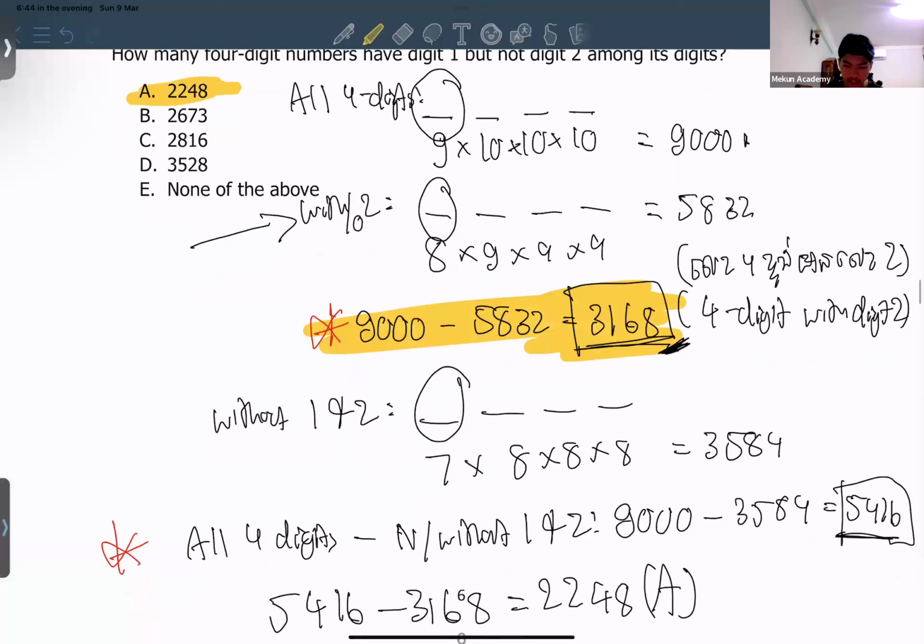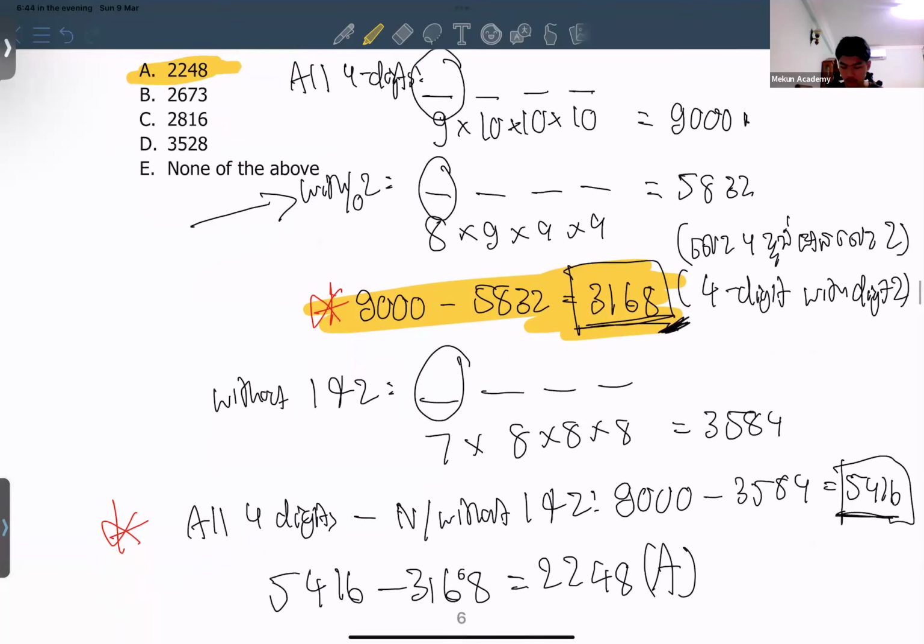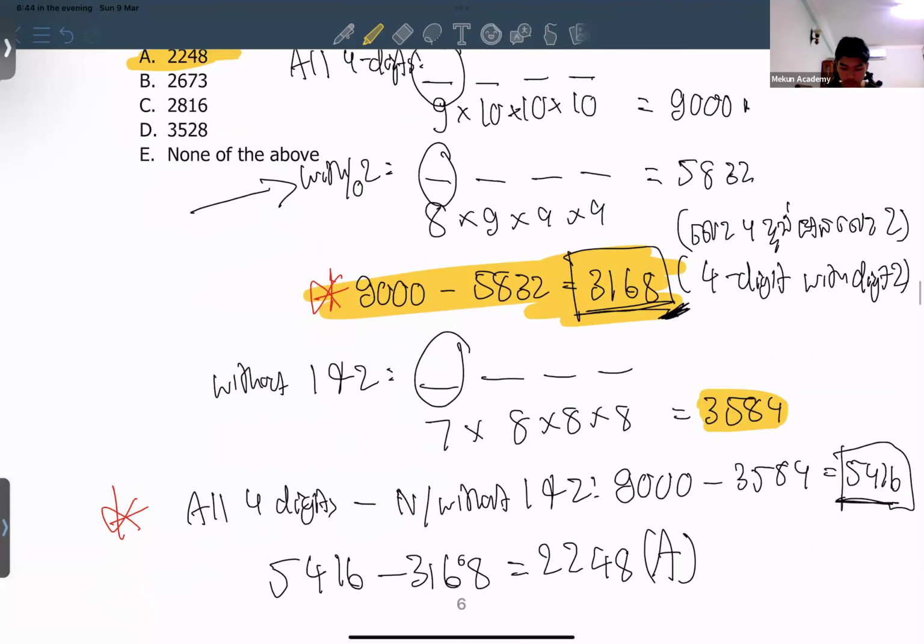And then you will need to find again the numbers without number 1 and 2. So without number 1 and 2, you will get a total of 3,584. Then from that you can find the total numbers that have number 1 and number 2. So like what I wrote down there, you'll get 5,416.